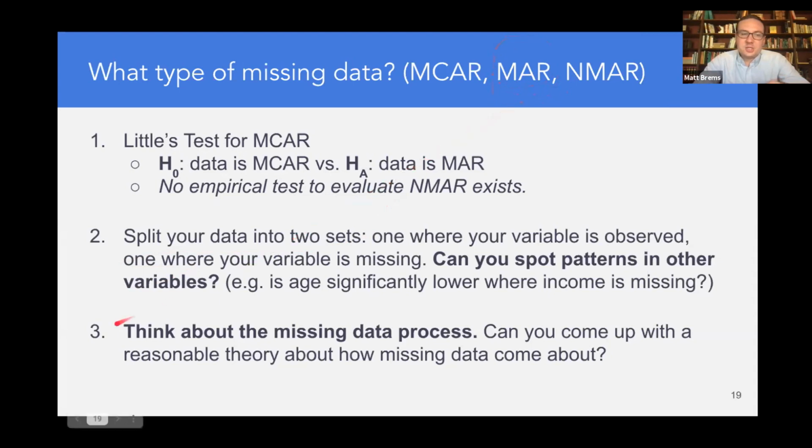And then finally, just think about the missing data process. Can you come up with a reasonable theory as to why data is missing according to a certain pattern? Can you think this is sensitive content, or I only did one phone call, or I did an email survey, but it might have gone to the spam box? Is there a way for you to come up with a reasonable theory about how missing data came about? Based on all of these, you can try and understand: is my data missing completely at random, missing at random, or not missing at random?